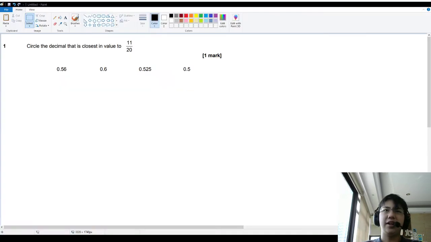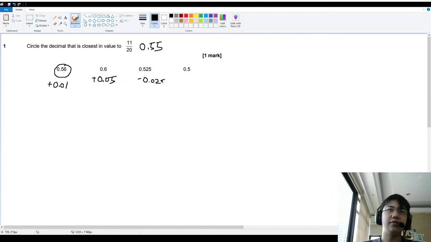So to solve that, we could simply divide 11 by 20 in our calculator, which gives us 0.55. And the closest value to 0.55 is 0.56, as it is an increase of 0.01, while 0.6 is an increase of 0.05. 0.525 is a decrease of 0.025, while 0.5 is a decrease of 0.05, which makes 0.56 the closest value to 11/20ths.